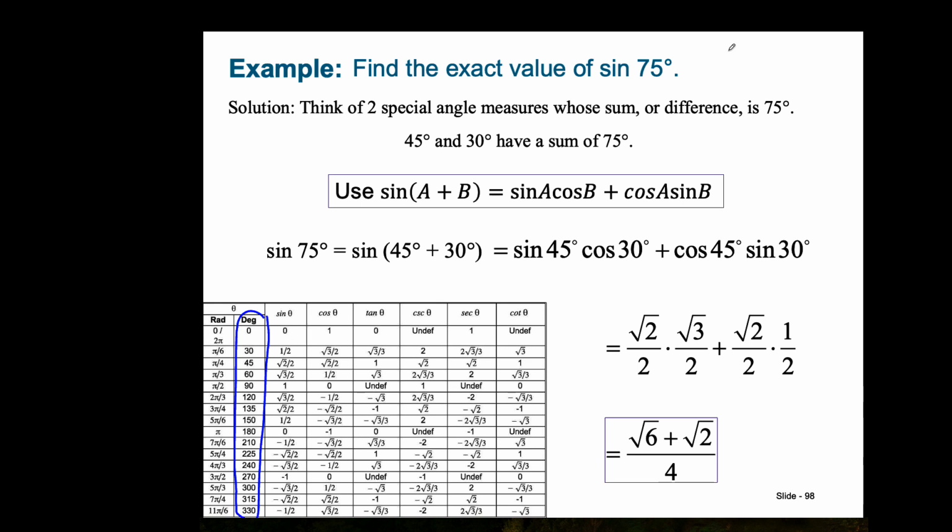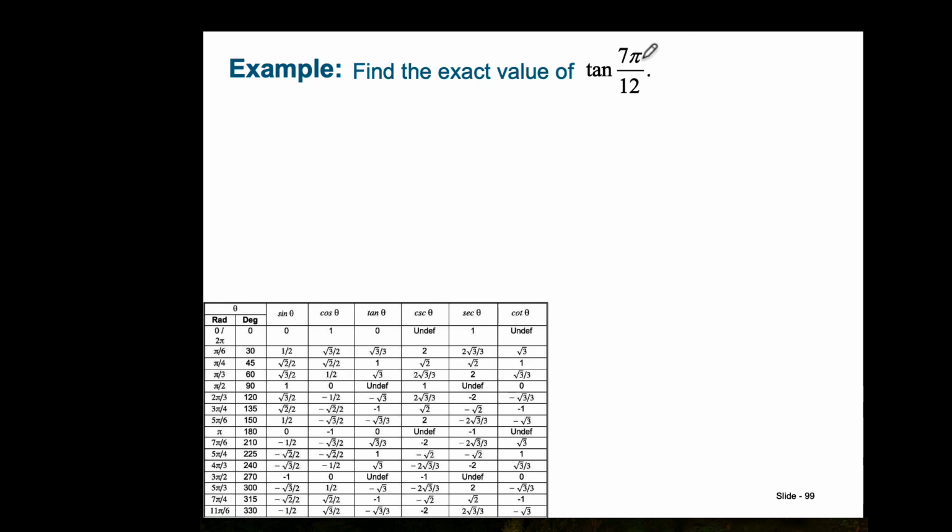Next one, we're asked to find the exact value of tangent of 7 pi over 12. Okay, gonna have to focus on this column this time, so we're in radians, unless you want to convert it to degrees. But if you're sticking with radians, using this column here, go ahead and pause the video and try this one now.